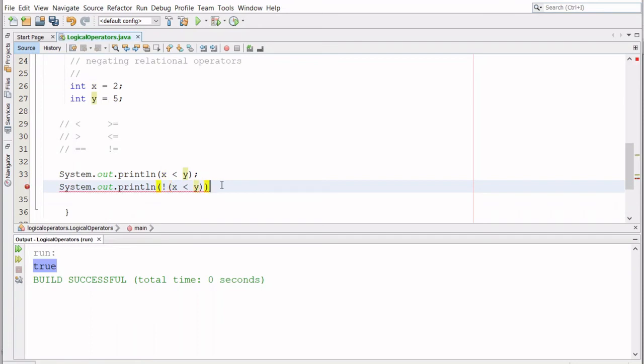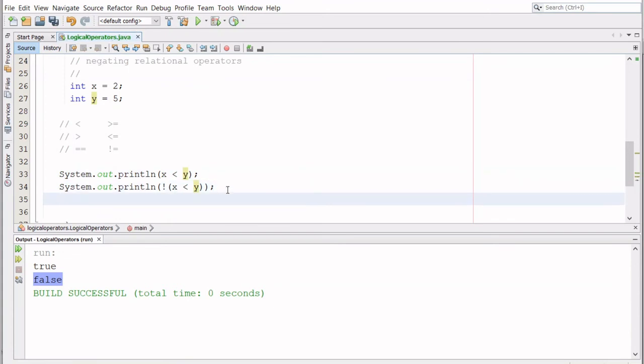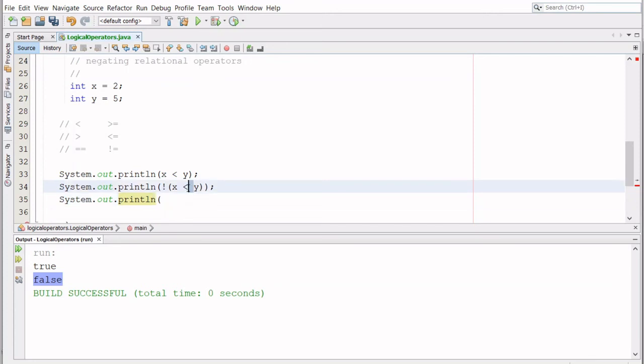Now let's find out if this is going to be the inverse of true, which is false, right? So there you go, you got false because this is the inverse of this. Now I also said that when simplifying this expression, the inverse is basically equivalent to inversing the relational operator. So it should then be equal to x greater than or equal to y, right?